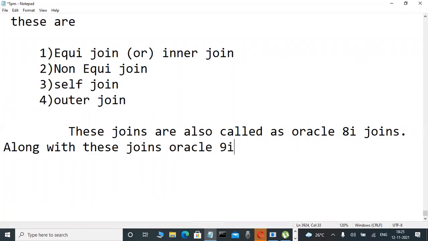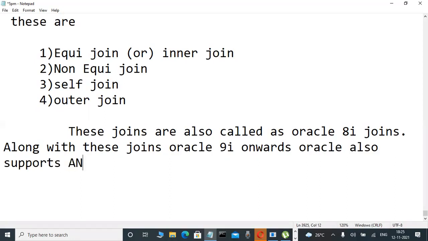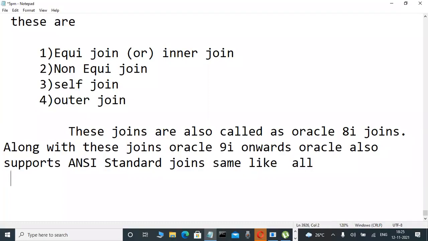Oracle 9i onwards, Oracle also supports ANSI standard, American National Standards Institute, ANSI standard joins, same like all relational databases. Practically you are learning all relational databases.